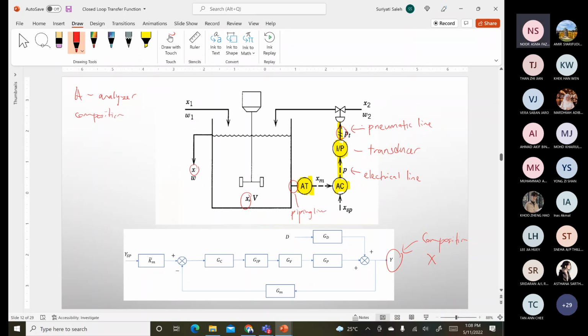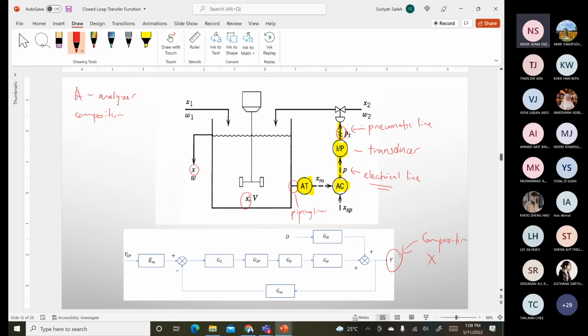So normally the transmitter and the controller are electrical devices, electronic devices. And then the valve is normally operated based on the air. How are you going to open the valve? Either you turn on or you turn off. How much you turn, sometimes it's based on a quarter, half, three-quarters. So in this case, you need a tool to convert the signal, since the controller is an electrical device, based on the electrical line.